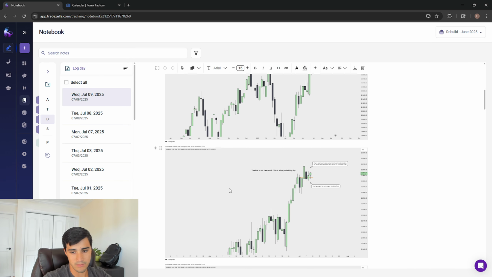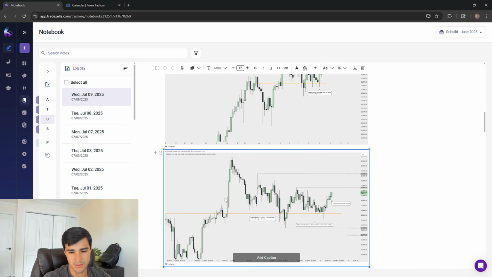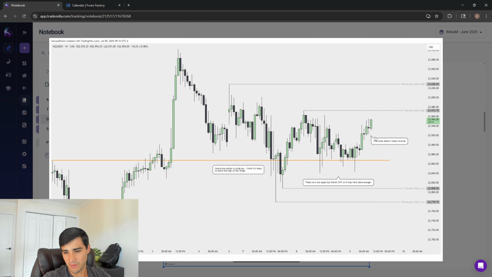Go back to the daily notebook. Let's go to the hourly, right? This close doesn't mean reversal. Boom. I'm just being very blunt, straightforward. This is what I'm looking for today. Note the price action is coiling up. I think it's likely to leave the high of the range. These lows are equal, but there's SMT, so it may have done enough. It's another piece of information right there, right?